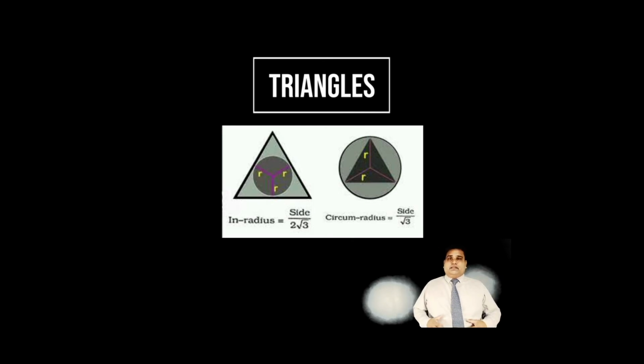So the circumradius of an equilateral triangle is what? A divided by root 3. Here you can see both diagrams, which give a clear picture: one diagram is the inradius, another diagram is the circumradius. The relation between the inradius and the side is what? The inradius is equal to the side divided by 2 root 3, and the circumradius is the side divided by root 3.